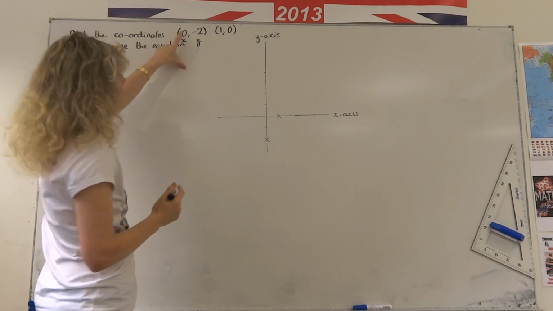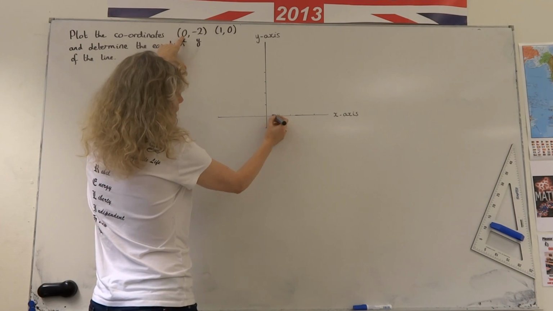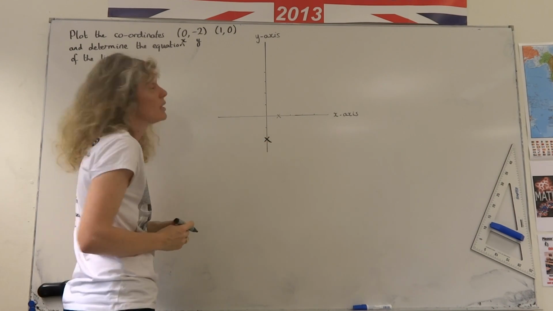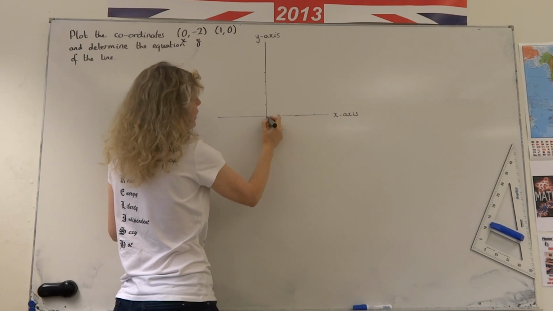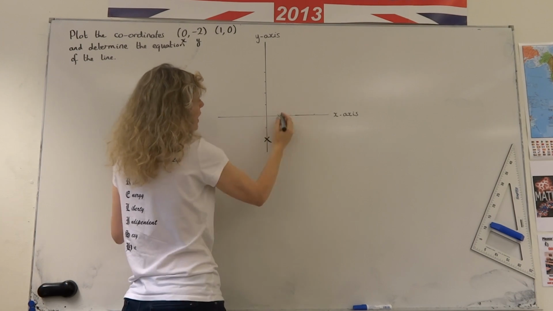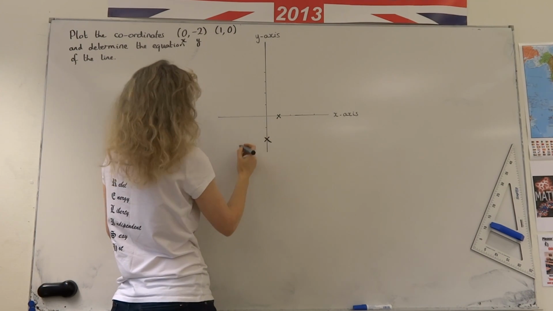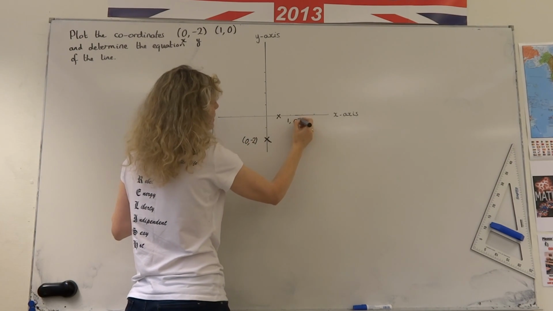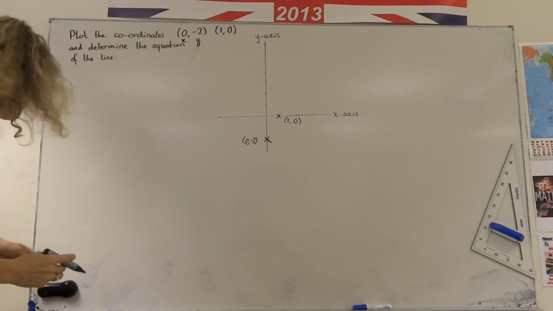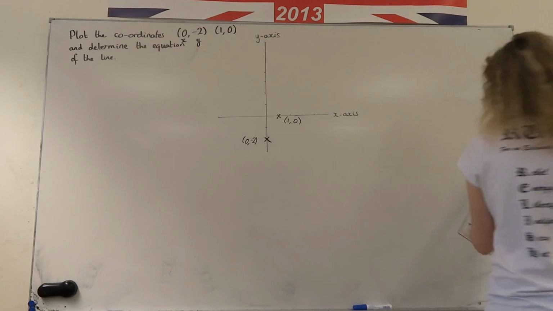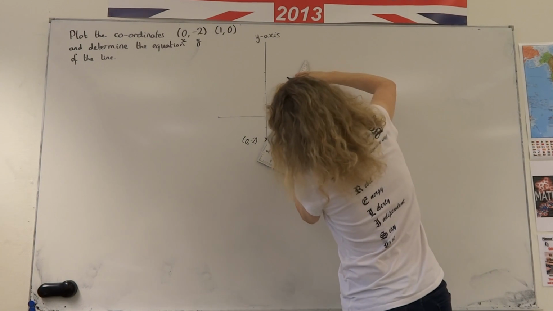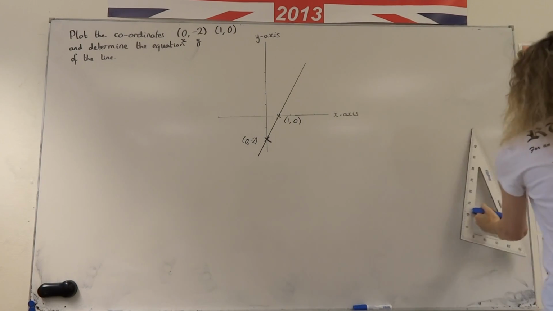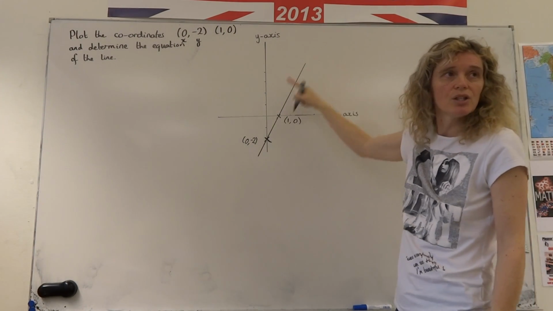So we put the coordinate (0, -2): we move 0 along on the x-axis and we go -2 down on the y-axis. That gives us our first point. Then we have the point (1, 0): we go 1 along on the x-axis and we don't go any up or down. So here is my coordinate (0, -2), and here is my coordinate (1, 0). Now I have to draw a line through these to make a straight line. And my question is, what is the equation of this straight line?